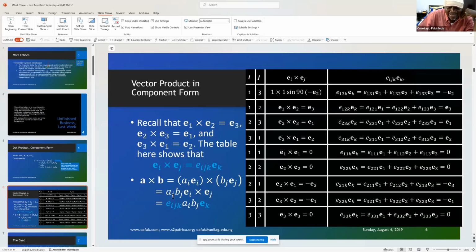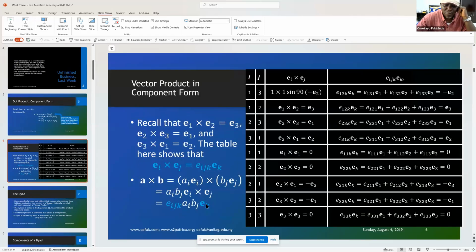So we can write this. Remember that EI cross EJ is written as EIJK EK. So we can replace this product by EIJK EK. But the AIBJ can be written anywhere we choose. There's no problem with that.